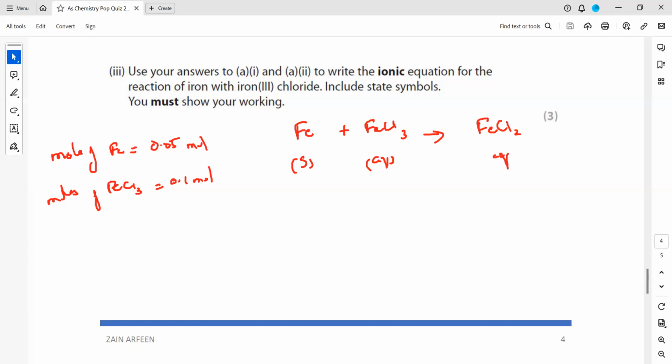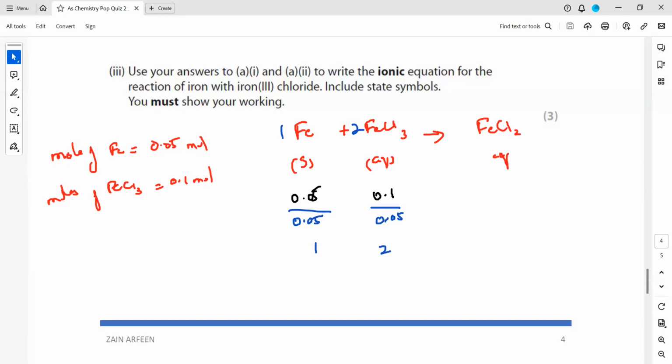How to work out the mole ratio? As you can see, the moles of iron were 0.05 and this was 0.1 moles of iron(III) chloride. To work out the mole ratio, we divide both of them by the smallest value, 0.05. So this will be 1 and this is 2. So 1:2 is the ratio.